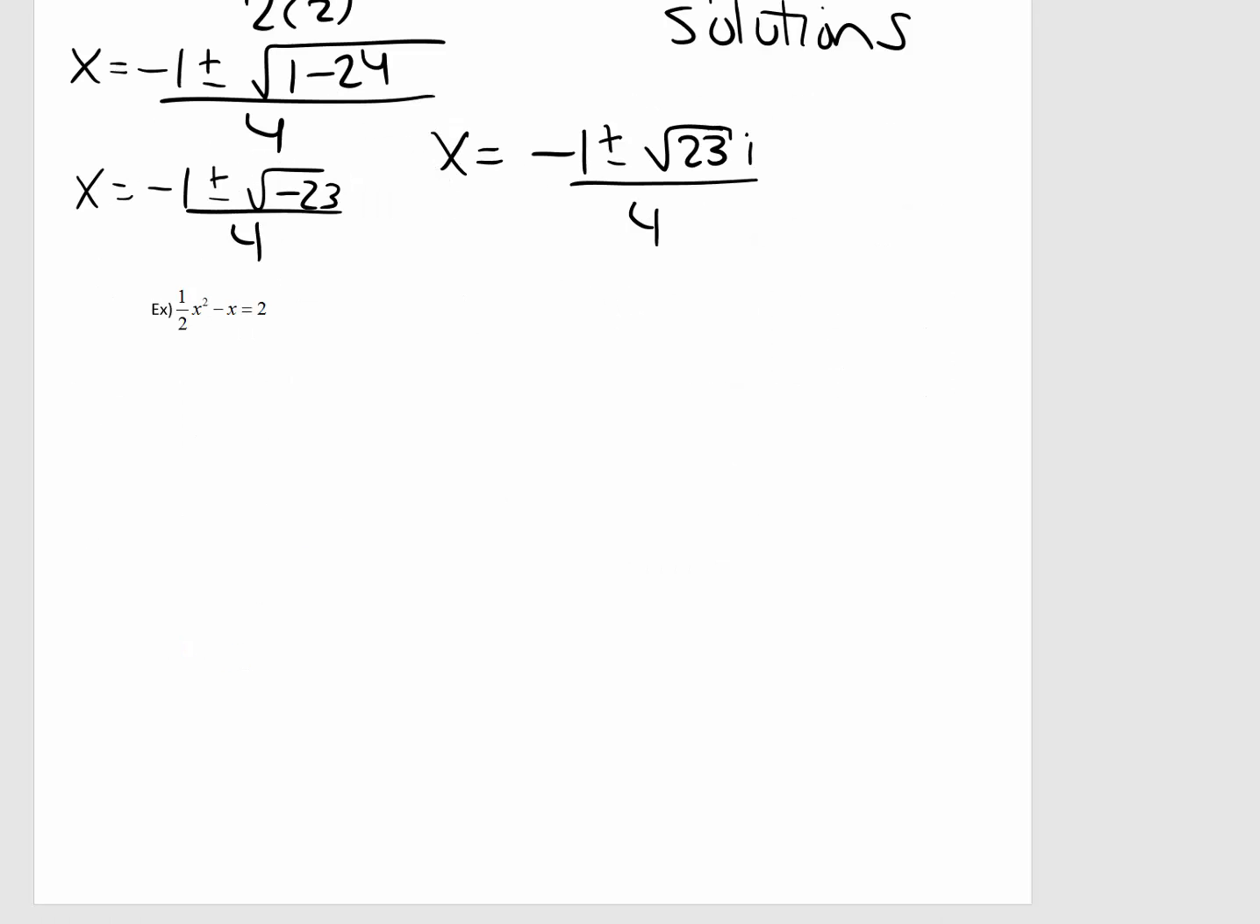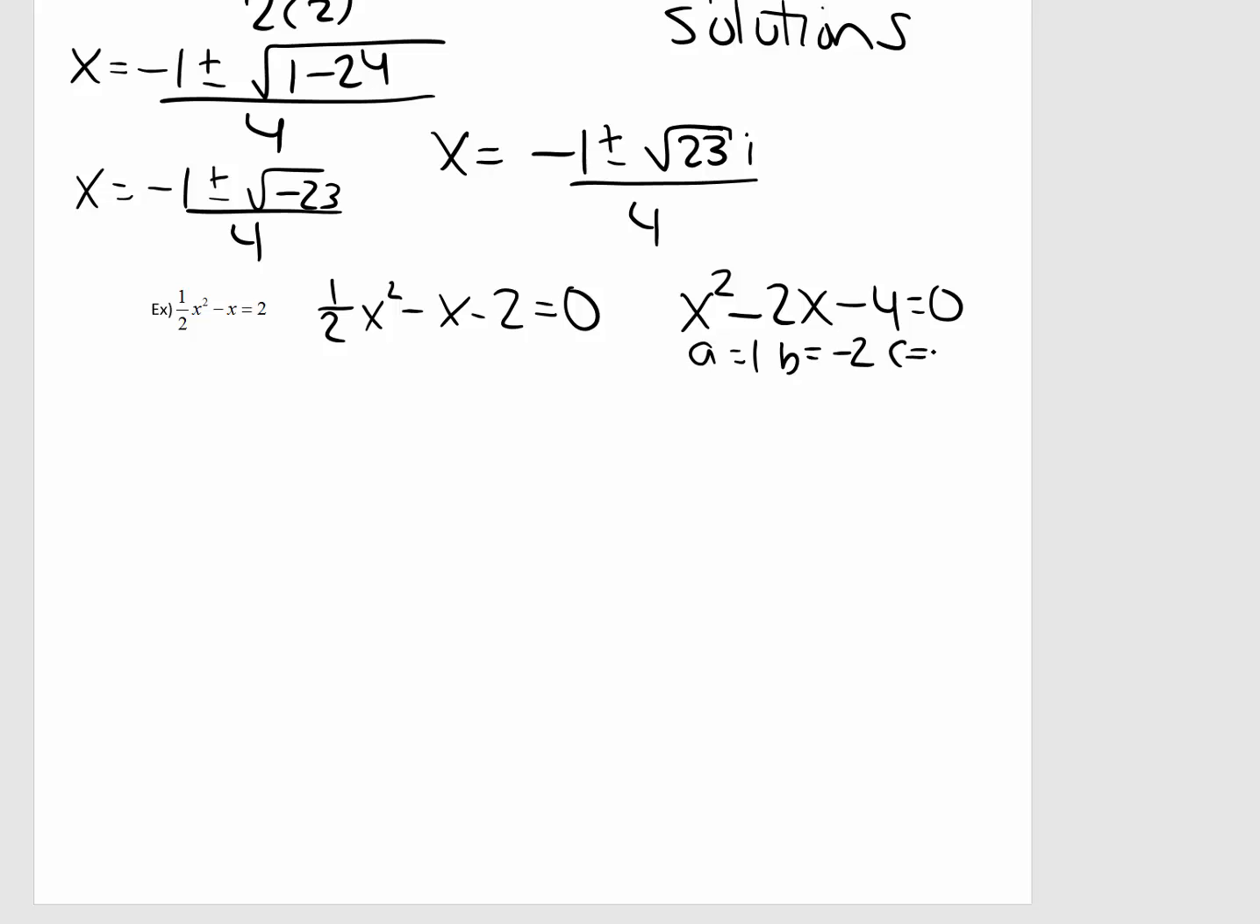One more example I want to take a look at. So first thing I want to do, I want to set this equation equal to 0. Now, you can put any numbers you like into the quadratic formula, but I would prefer not to put in fractions, as I'm guessing you would not like to put them in either. So I'm going to multiply every single term by the LCD, which in this case is 2. 2 times a half, that's 1, so that's x squared. 2 times negative x is negative 2x, and 2 times negative 2 is negative 4. So now we know a is 1, b is negative 2, c is negative 4.